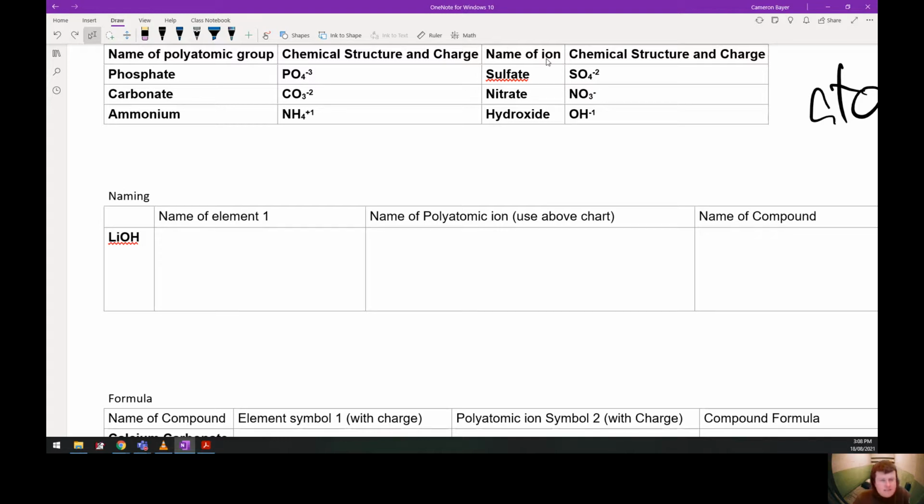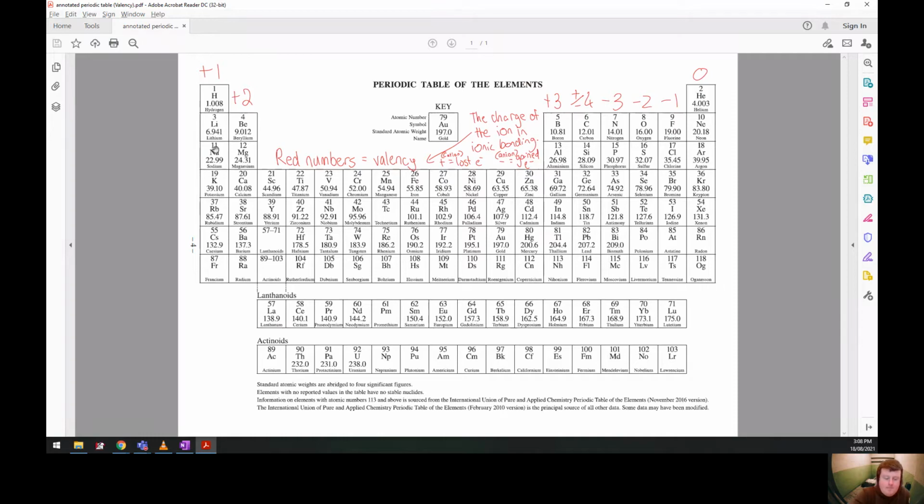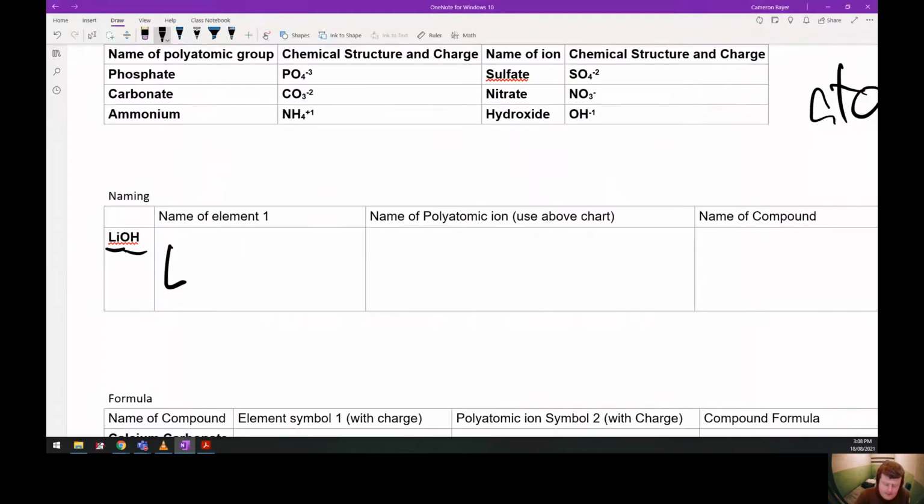Okay, but naming them is just as easy. So what we need to do is, I've got a chemical here, and I can know that it's a hydroxide group by just looking at it. So I've got two things. I've got the metal plus the other elements. So I already know Li. Again, if I want to go back to my periodic table, it's lithium. Pretty easy. So I'm going to write that down.